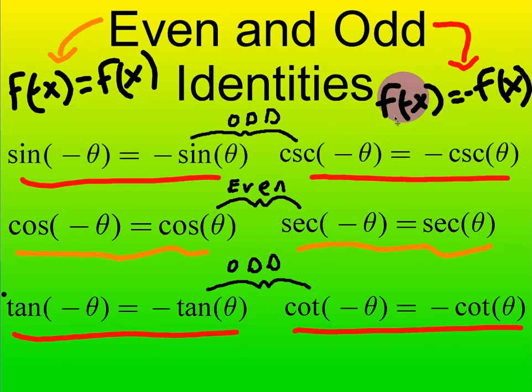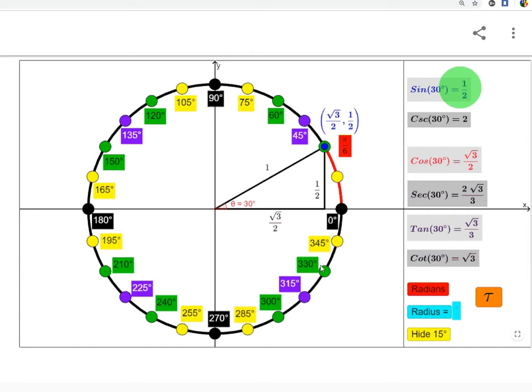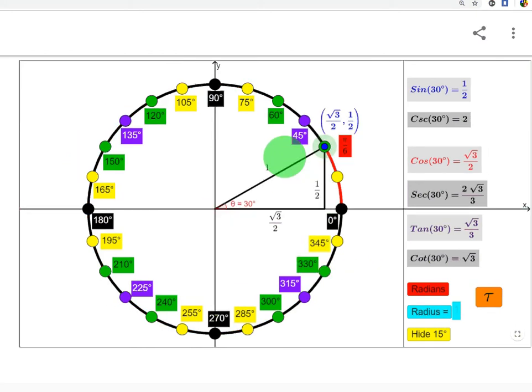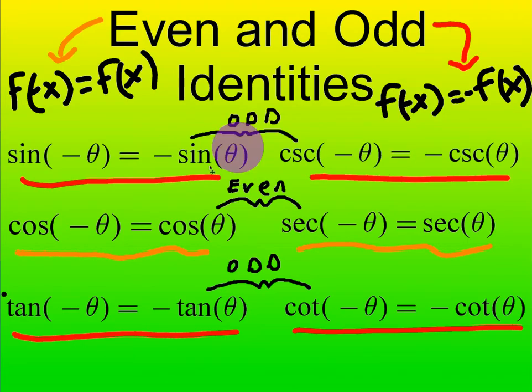For example, if I said sine of negative 30 and we looked at the unit circle, we can see that sine of negative 30 is the same as 330, or negative 1/2. So if sine of negative 30 is equal to negative 1/2, what would sine of 30 be? It would just be 1/2. You're taking the negative 1/2 and multiplying it by negative 1 to make it positive 1/2. So therefore, sine is an odd function. You can do this for any angle.